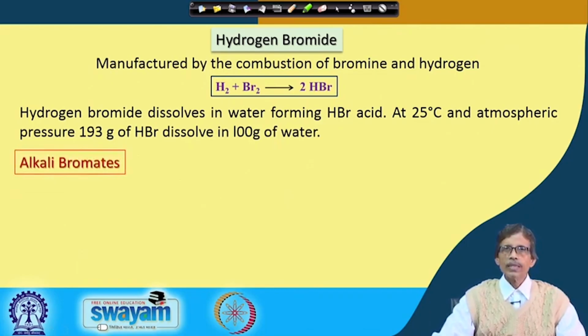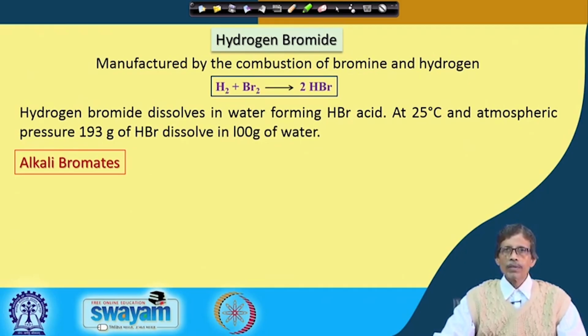Along with this HBr, if we consider the different other bromates, it's not that we are suddenly jumping to alkali bromates, because we have seen earlier that bromine can disproportionate between two oxidation states of Br, Br minus and BrO3 minus. The bromate is the oxidizing agent, and its alkali salts, the corresponding sodium salt, potassium salt, or sometimes the ammonium salt, are very useful for industrial purposes.